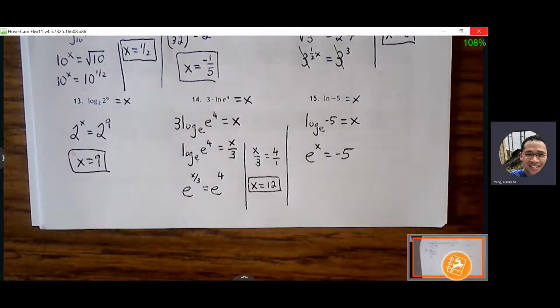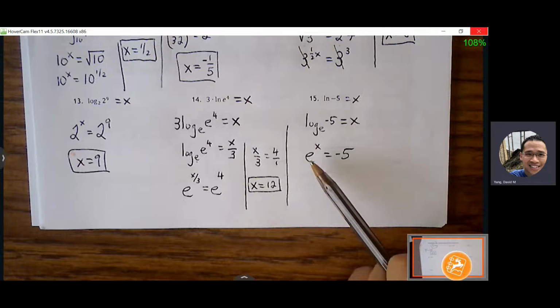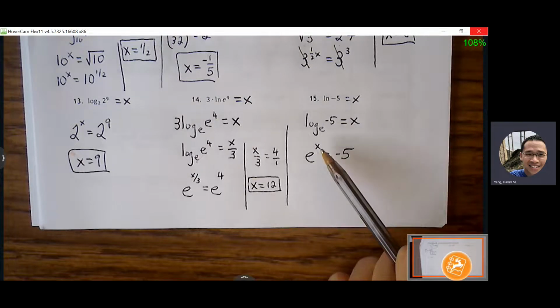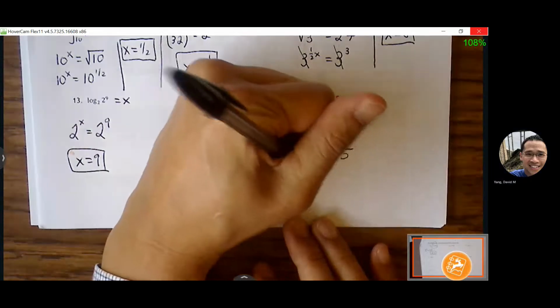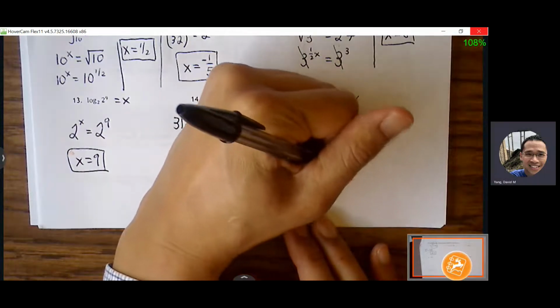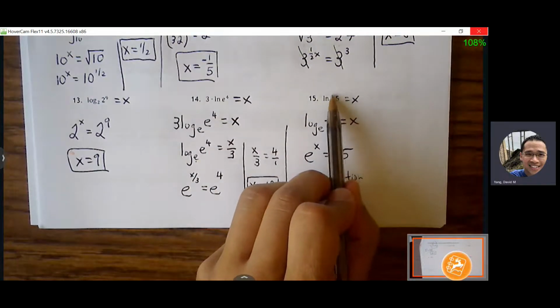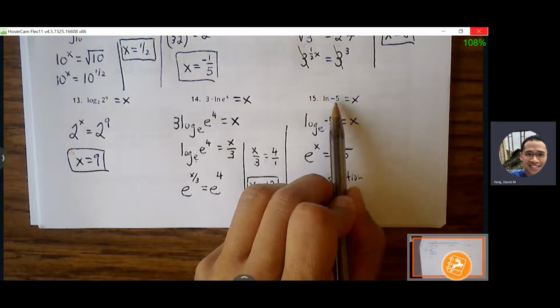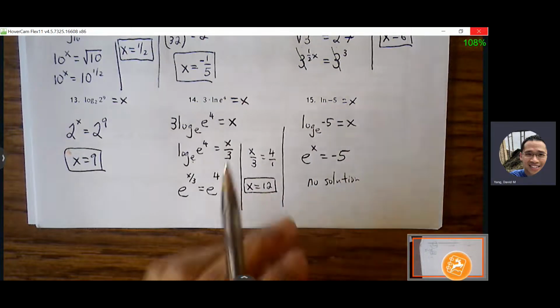Okay, what do you think about 15? No solution, right? I can't raise a positive number to a power and get a negative in return. So no solution. Again, we can't have a log or natural log of a negative value, so that's always going to be an issue, but we can also see it from an exponential's perspective.